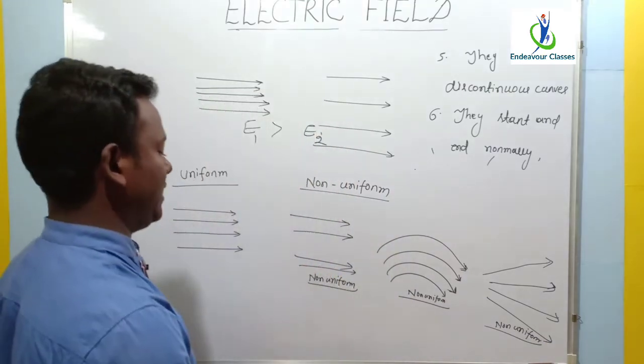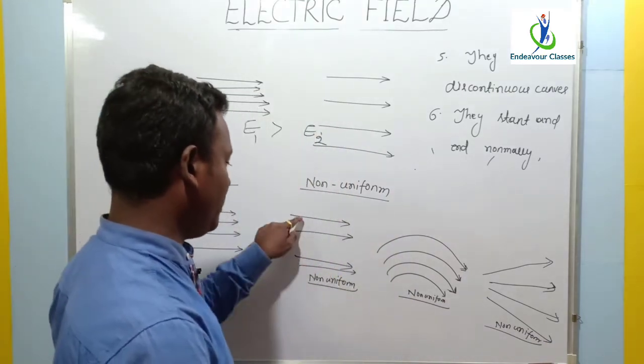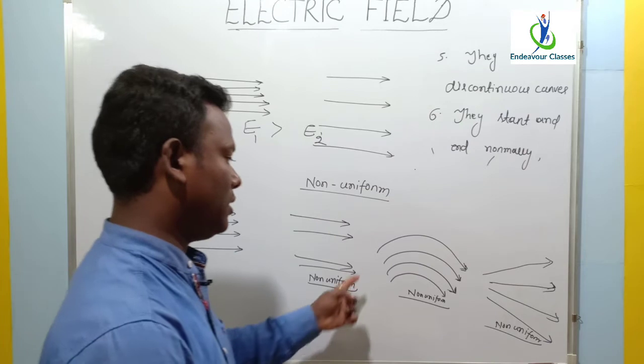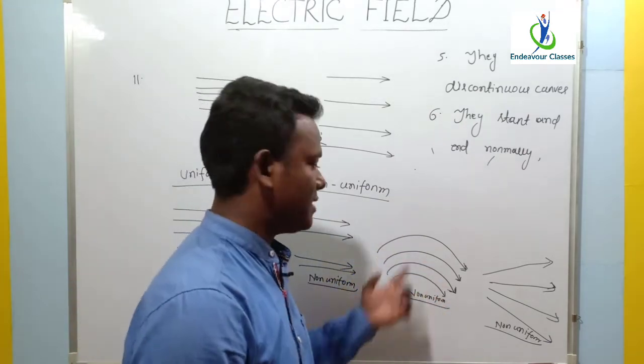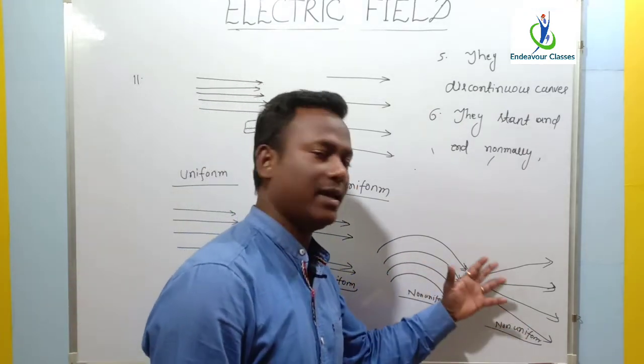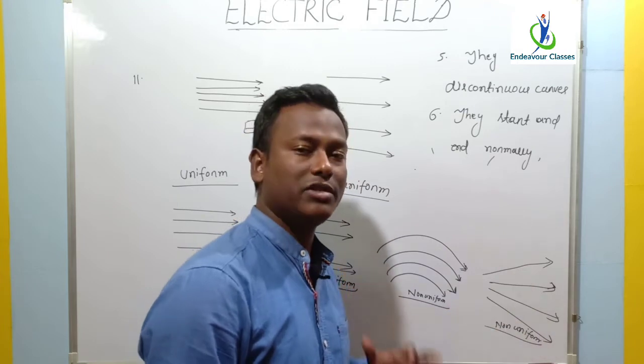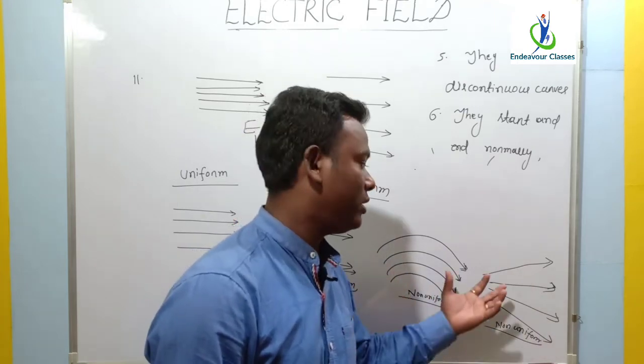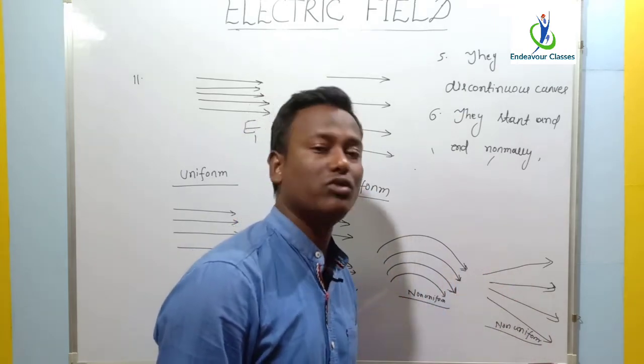So in the first case, this is a non-uniform field due to the change in magnitude. This is a non-uniform field due to the change in direction. And in the third case, this is a non-uniform field due to the change in both magnitude and direction.